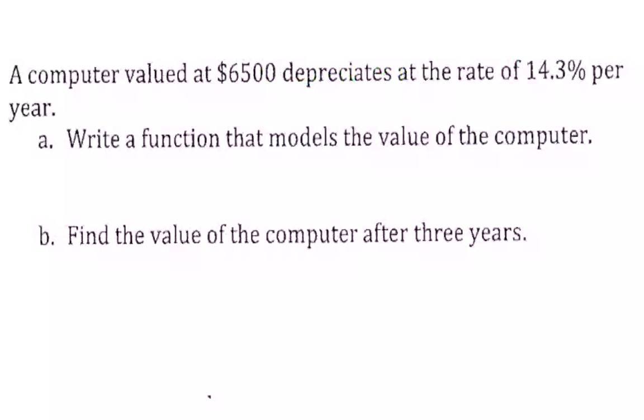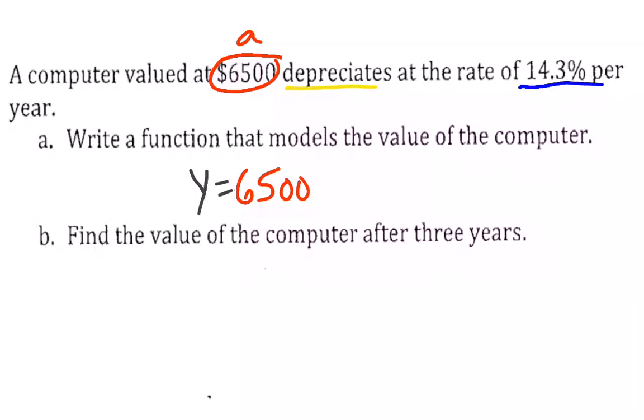Going to example 2. A computer valued at $6,500, so that's what I'm starting at. That's my A. Depreciates, that's an important word. That means it's going to decrease at the rate of 14.3% per year. And part A shows us more what we're going to see. Write a function that models the value of the computer. So that means I need to write down my initial value, which is 6,500, and I need to find my decay factor.